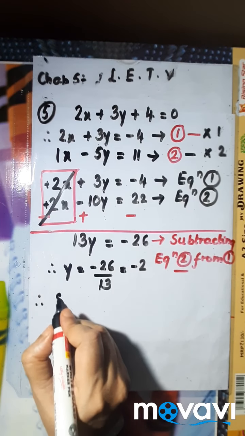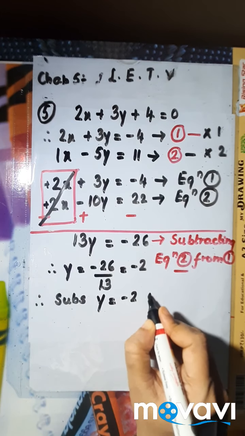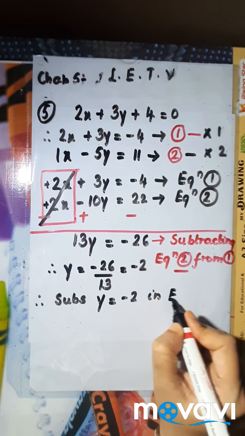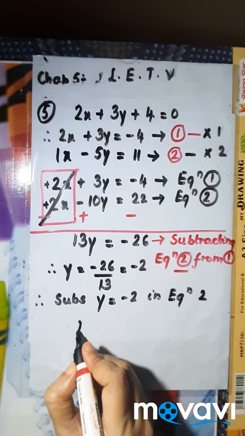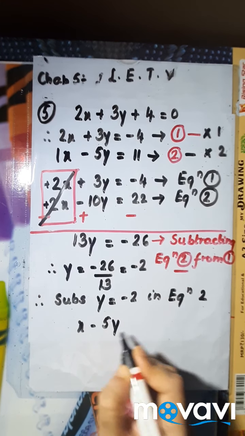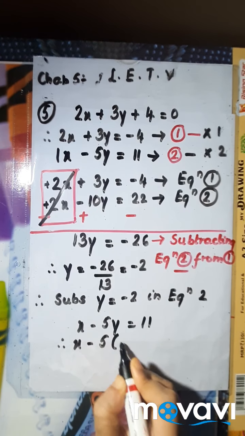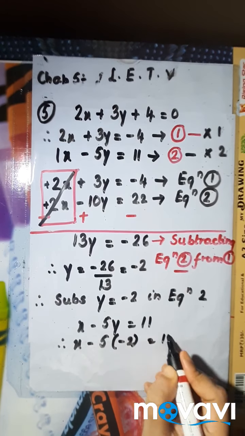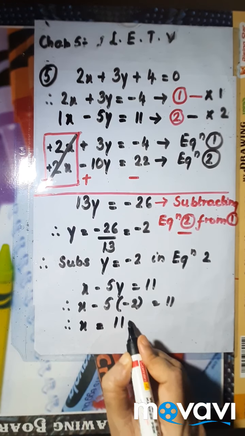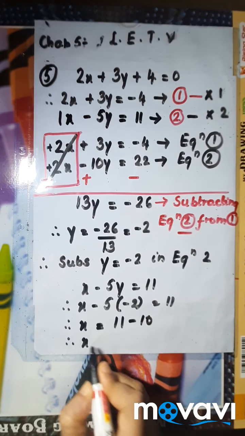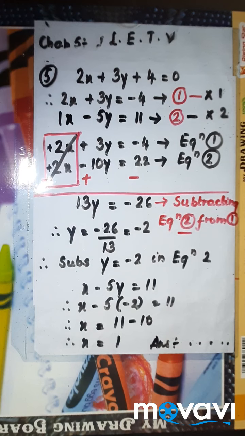Therefore, substituting y equal to minus 2, which equation do you want to consider? I want to consider equation 2 because it's the easier equation. X minus 5y equal to 11. Therefore, x minus 5 into minus 2 is equal to 11. Therefore, x is equal to 11. This is plus 10, so it becomes minus 10. Therefore, x is equal to 1. Please write the answer statement. It's very important to write.